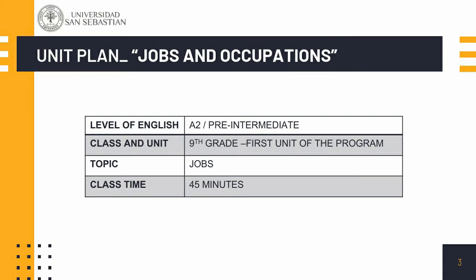Level of English: A2 Pre-Intermediate. Class and unit: 9th grade, first unit of the program. Topic: Jobs. Class time: 45 minutes.